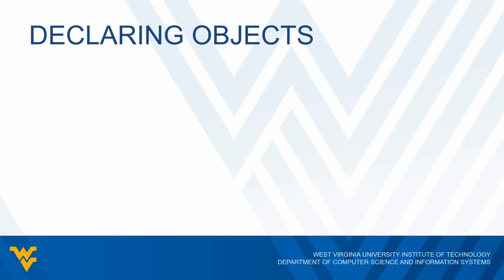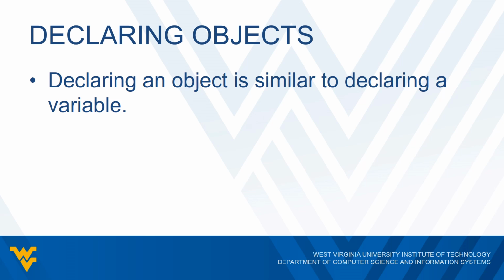So we've been talking about structures and variables and classes and objects, and we mentioned how we can create structures and make variables out of them. And we mentioned that we can make objects out of classes. Well, how do we actually do that? Declaring an object of a class is actually very similar to declaring a variable.